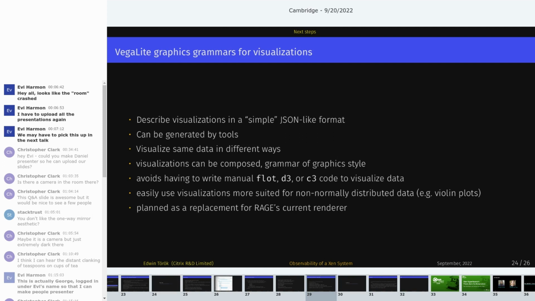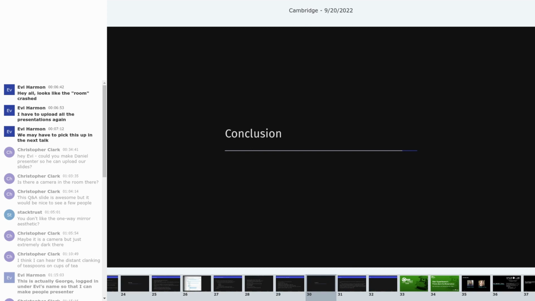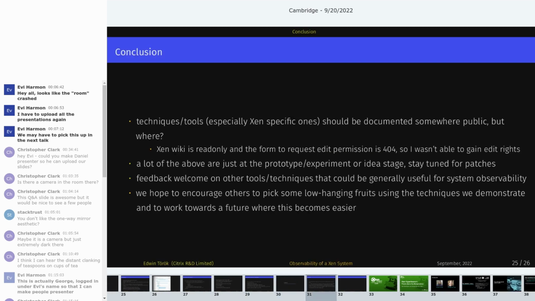And on grammars, again, this is all still in an idea phase. We currently use Flot or D3, but we could use this more modern Vega-Lite based drawing, and we can generate a schema, so we can generate that from our tooling. So it would be interesting to investigate how to do that in the future.